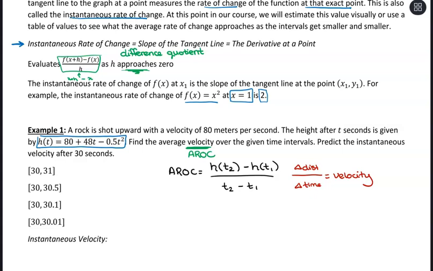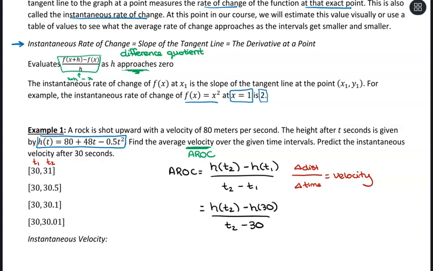Okay, so this is the setup. What we can do is we can see we're keeping our first time at 30, but we're changing the second time. So really for average rate of change, what we're taking is the output for the second time, and then subtract away h of 30, and then take that second time minus 30.